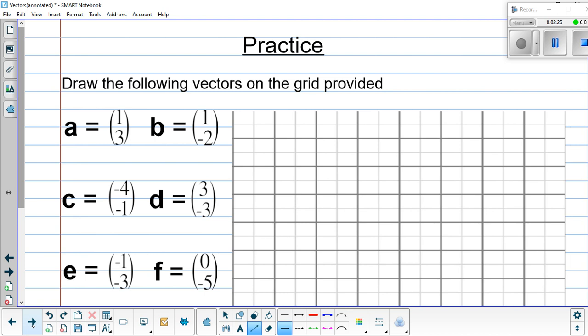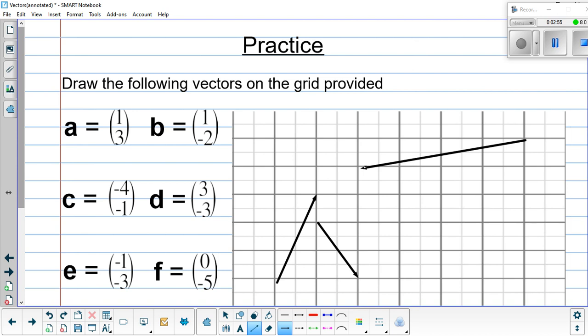Looking here, we have A is 1, 3. So I'm going to start in the bottom. I'm going to go 1 to the right, 1, 2, 3 up. I'm going to label them all after. Next, I have 1 and -2. So I know I've got to have room to go down, but I'm going to the right. So I'm going to start here, 1 over, -2. Next, I have -4 and -1. So I'm going to start here, 4 to the left and 1 down.